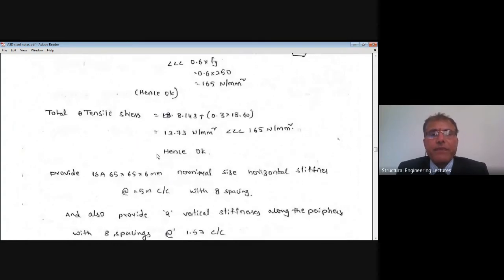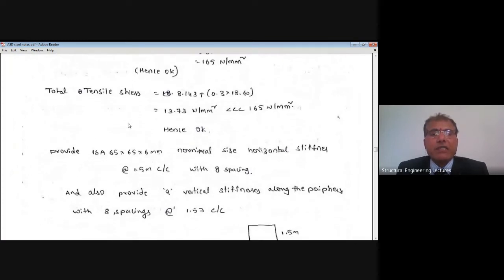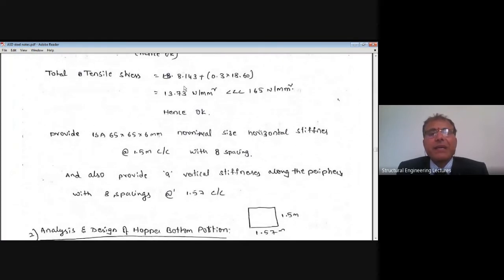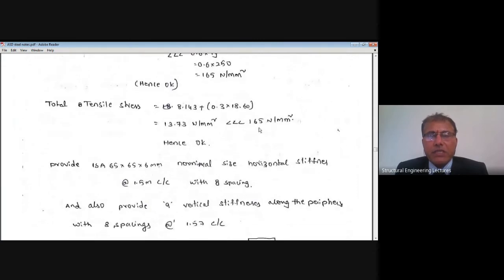Hence okay. Now we'll also calculate similarly the total tensile stress: the basic tensile stress 8.143, assuming Poisson's ratio 0.3 times the compressive stress, because it's from the 90 degree direction, right? Hence the total tensile stress, intensity of the tensile force, is 13.73 Newton per mm square, which is much less than the basic value of 0.6 fy.